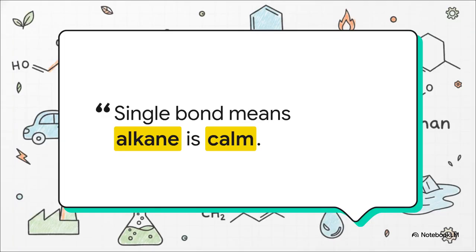To help keep track of how these compounds actually behave in the real world, I love this little memory trick. Single bond means alkane is calm. Because alkanes are completely saturated with single bonds, they are highly stable. They generally have very steady, predictable chemical properties. They'll undergo combustion, burning as a fuel, or halogenation, like when methane reacts with chlorine if you expose it to sunlight. Basically, they're the calm, dependable heavy lifters of the chemical world.